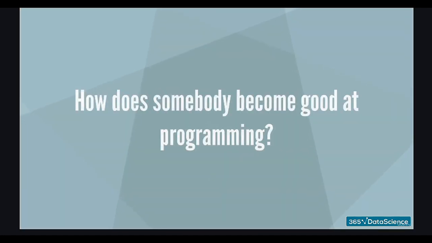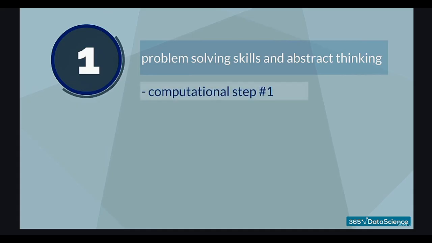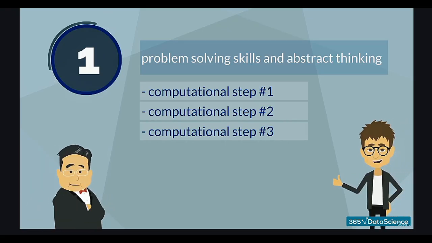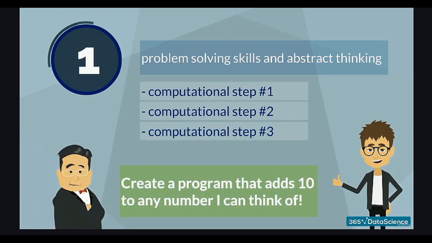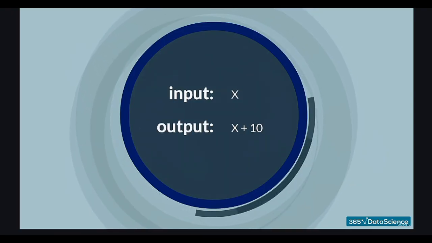Right, but how does somebody become good at programming? First, programming requires problem-solving skills and involves abstract thinking. You are supposed to understand your task perfectly and then break it down into a sequence of instructions or smaller computational steps that the computer can execute. For example, John is asked by his boss to do the following: create a program that adds 10 to any number his boss inputs with the keyboard. The correct reasoning would be, if x is the unknown provided, we need an output of x plus 10.